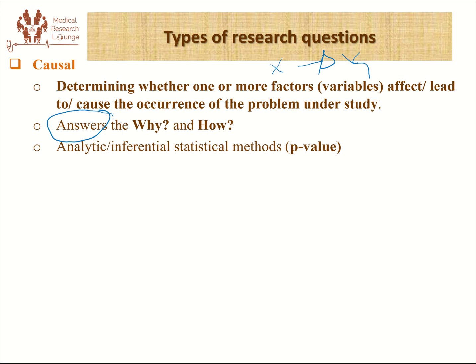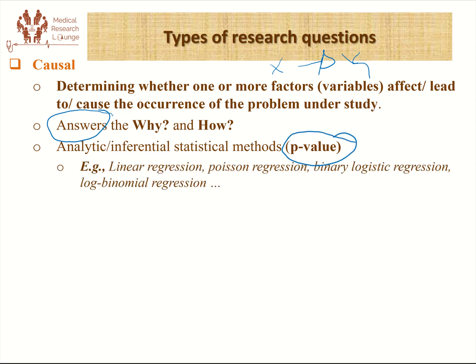So to answer causal research questions, after we collect data, we have to run analytic or inferential statistical methods for which we should expect a p-value. For example, we can run different sorts of regression analysis like linear regression, Poisson regression, binary, log binomial, multinomial, ordinal, and all other types of regression models that we should pick based on logical and scientific basis.